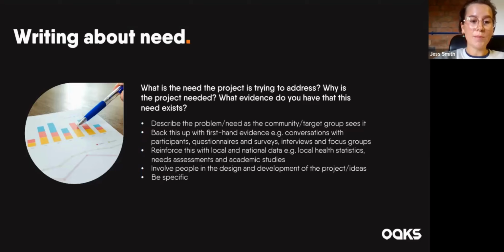So it's important to describe the problem, the need, as the community and then the target group sees it. So how the community actually feel, it's important to really use their voice throughout your bid, and to not make it all about your organisation and the importance for you, but about why you're helping the community. The most important thing to do is to back this up. So back it up with the evidence that we suggested. So feedback, questionnaires, all of this is so important for you to convey to the funder why you're needed.